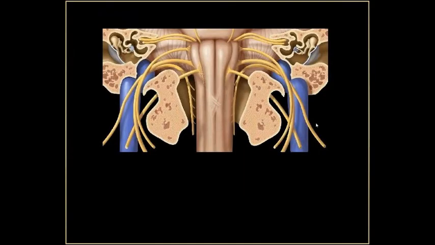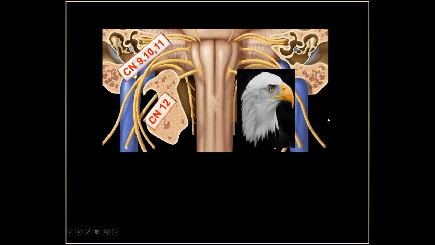So just to go over the anatomy again, this is what I showed you earlier with the double eagle sign. So imagine the cranial nerves 9, 10, and 11. They traverse the jugular foramen above the head of the eagle. Cranial nerve 12 is in the hypoglossal canal. And that's the eagle for you.